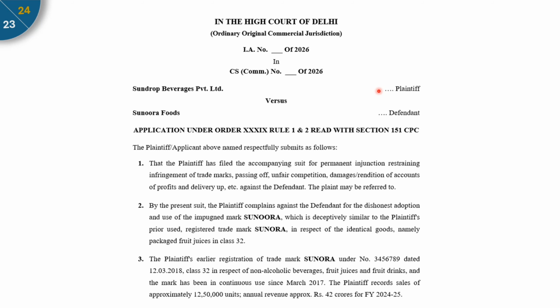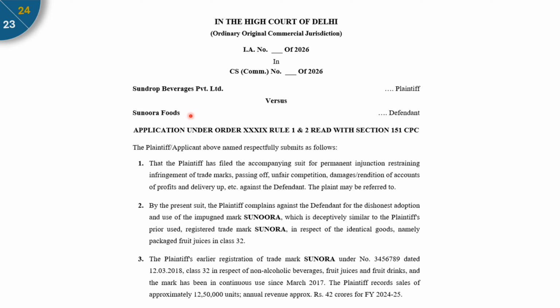So before paragraph 1 even begins, look at the top of the document, in the High Court of Delhi. I want you to notice the word "in". The IA number is not independent, it lives inside the suit. And then comes the parties, Sundrop Beverages Private Limited as plaintiff versus Sunoora Foods as defendant.